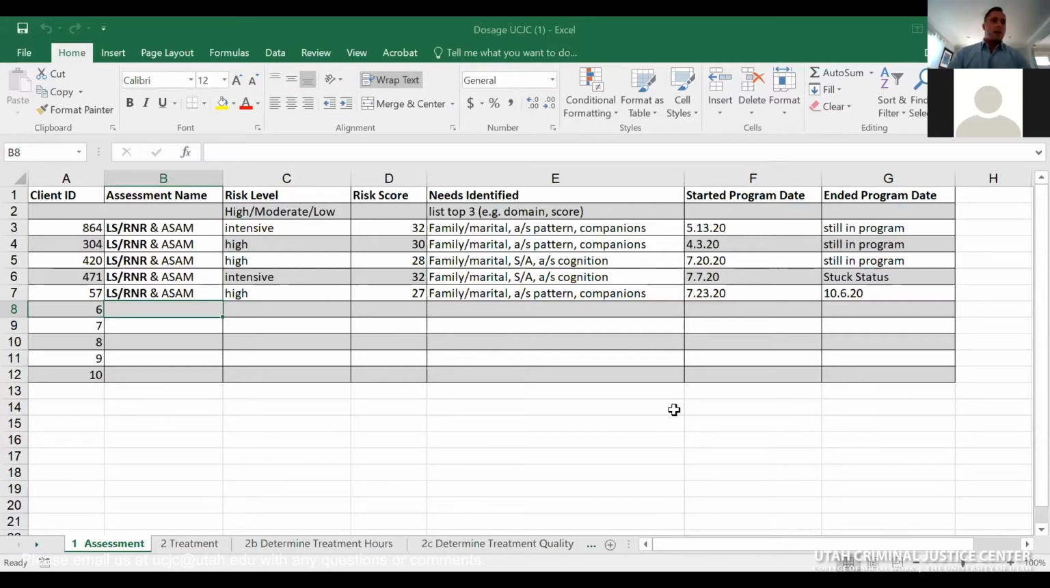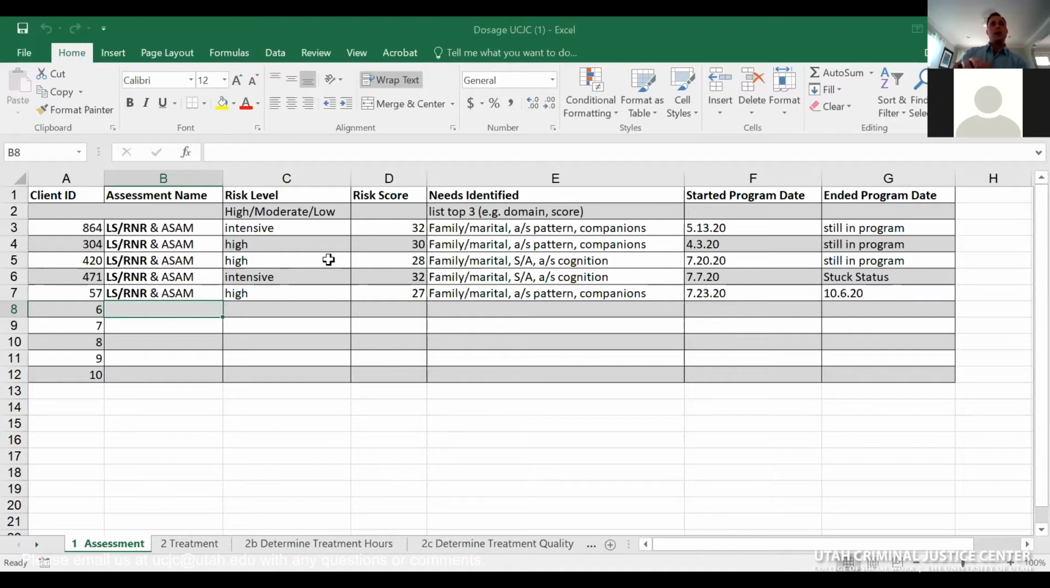So the first tab here really just lays out client information and specifically their risk need assessment information, as well as the general program start and end date. I bolded the LSR-R because the information used within this example is specific to the risk needs levels and scores that were identified using the LSR-R assessment. If you're planning to use this for treatment, this spreadsheet was designed with the idea in mind that agencies are going to be using standardized validated risk need assessment tools.